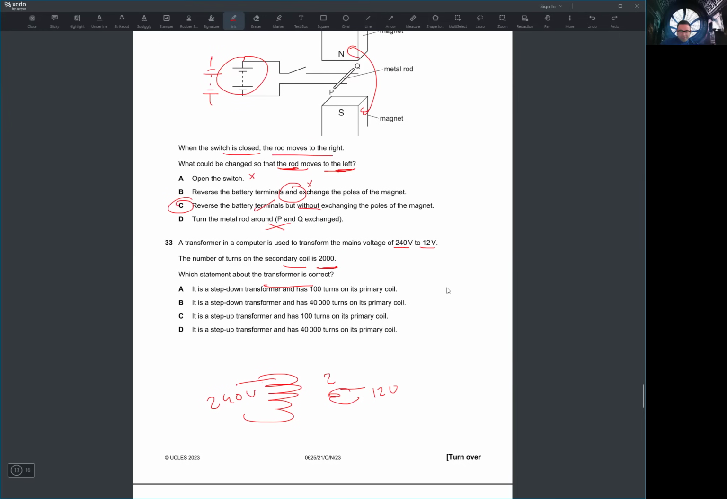But if the turns here is 2000, then what are the turns here? More than 2000 for sure. So is this a step up or down? It's a step down transformer, voltage decreases. And it has 100 turns on the primary or 40,000. I don't even need to calculate. It has more turns. He literally gave me two options, the smaller number or the higher number for the primary coil, NP, higher.